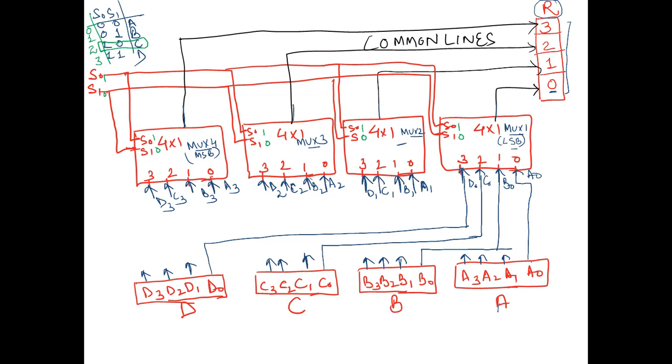So as the selection lines are 10 in decimal, it means the second line. So I know that the input from the second pin, meaning this pin of the multiplexer, will be selected. So what is actually present here? Here C3, C2, C1 and C0 are present. So ultimately, here in the destination register, this is what I am getting.